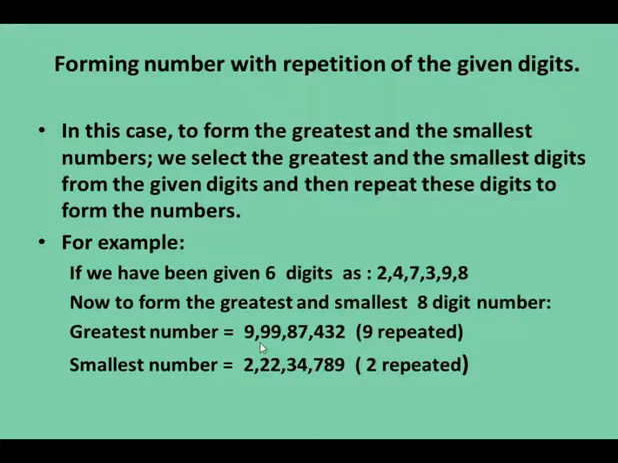For the greatest number we need to repeat the greatest digit, that is 9. So we have repeated 9 three times and then the rest of the digits. For the smallest number we need to repeat the smallest digit, which is 2. We have repeated 2 three times and then placed the other digits. In this way we can form a number with the required number of digits by repeating the greatest and smallest digits as many times as required.